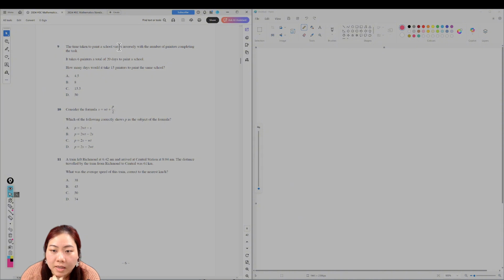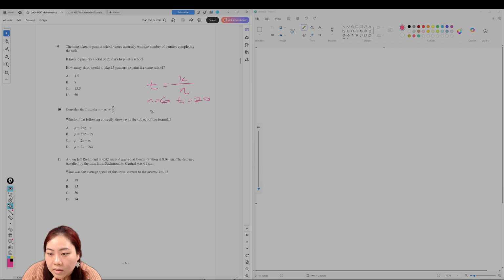Question 9. The time taken to paint a school varies inversely with the number of painters completing the task. It takes 6 painters a total of 20 days to paint a school. How many days would it take 15 painters to paint the same school? Okay. The time taken to paint the school varies inversely with the number of painters.